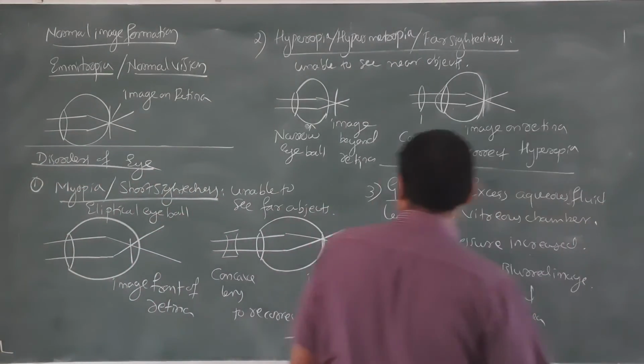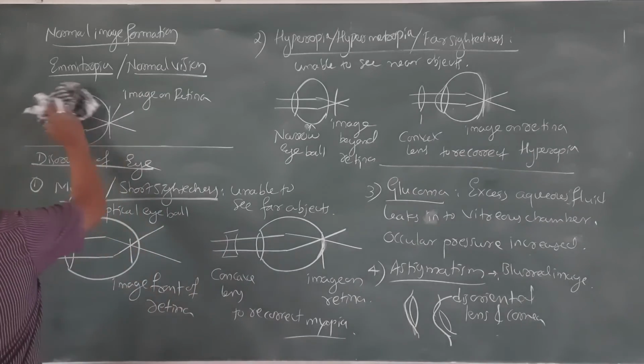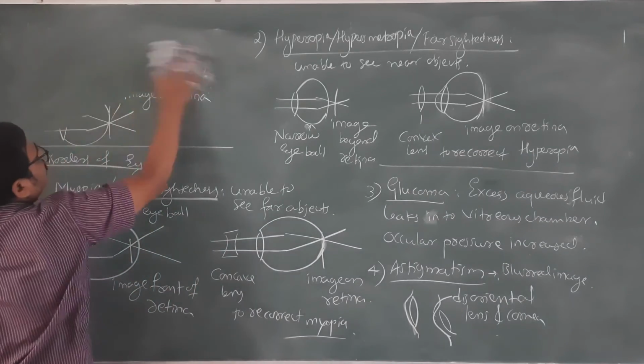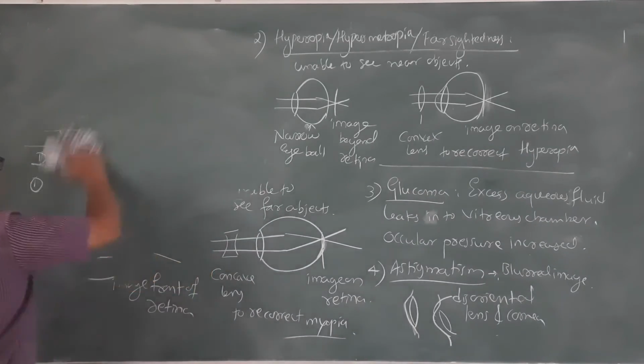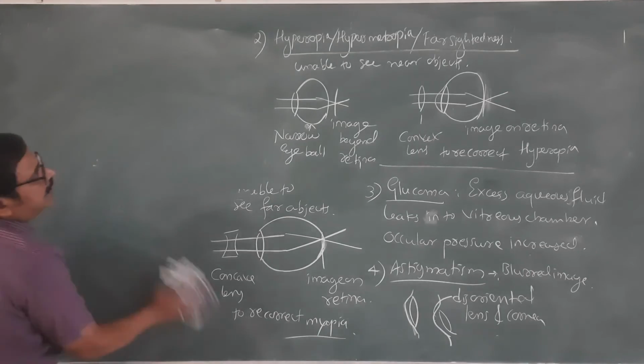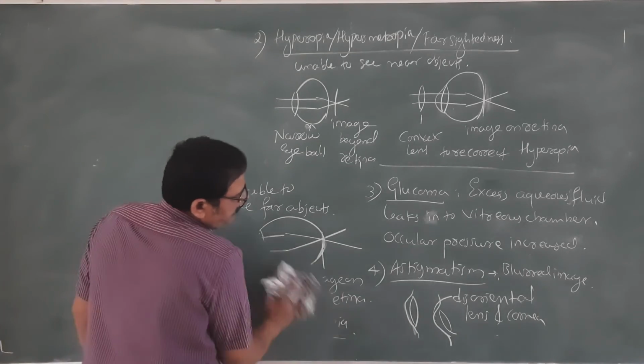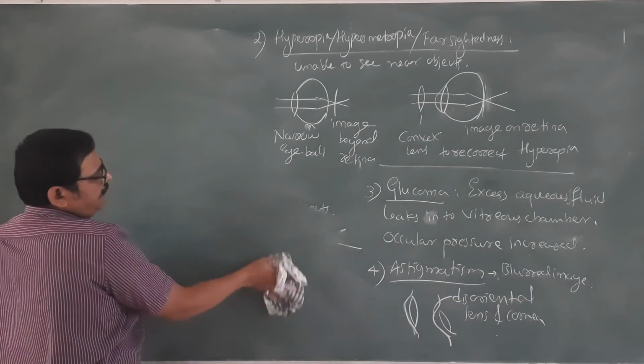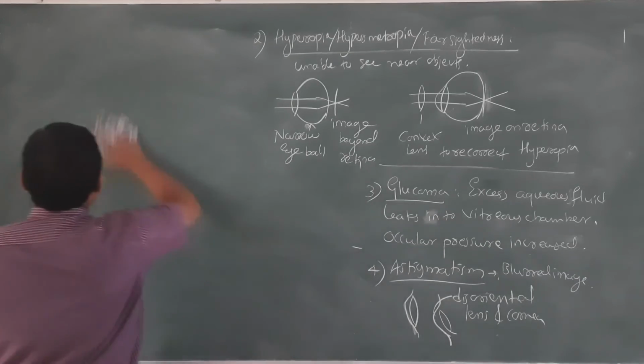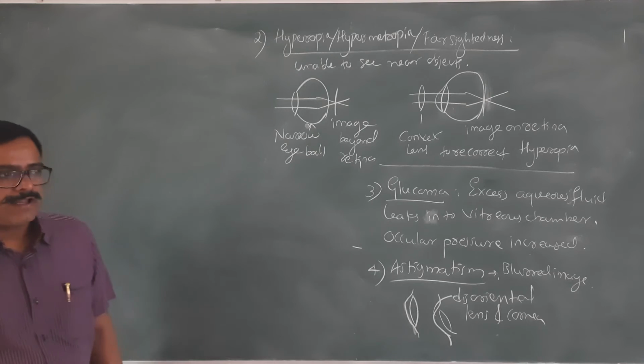Well, there are some more other disorders. Let me mention those also. I hope you understood the earlier ones, emmetropia, myopia, and hypermetropia. Let me tell you the remaining disorder types.